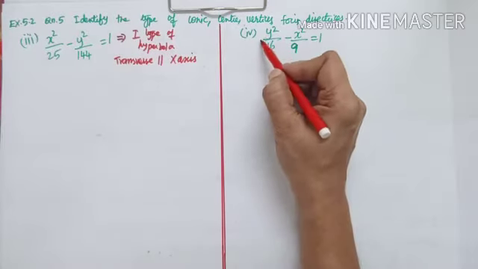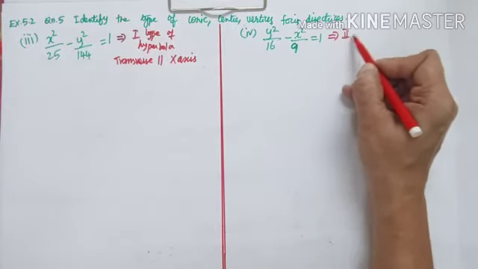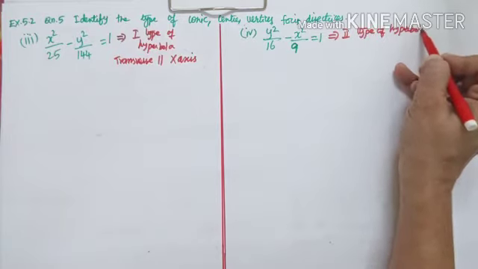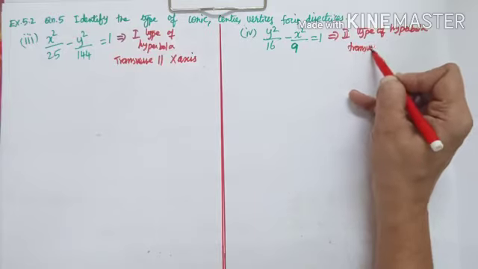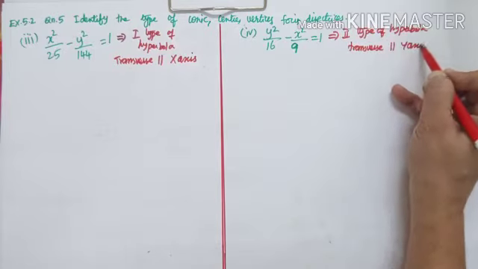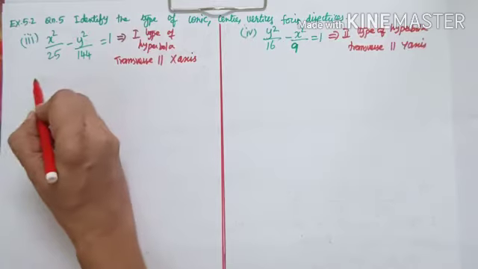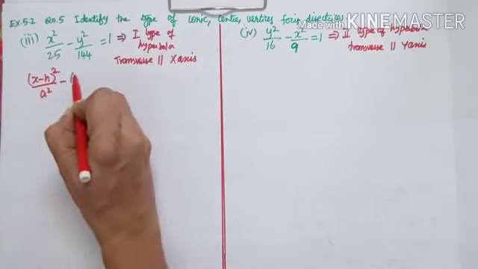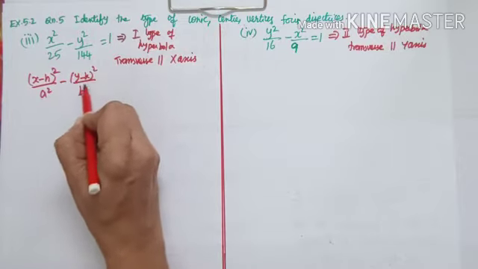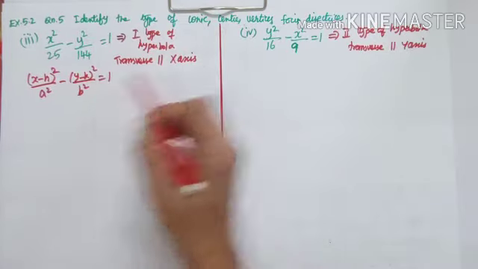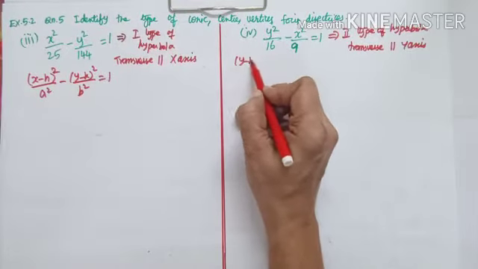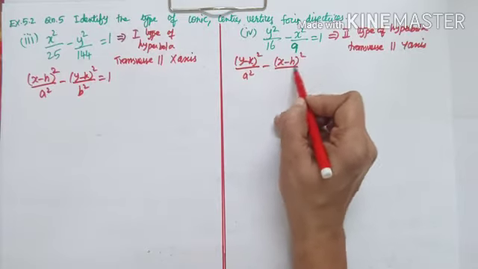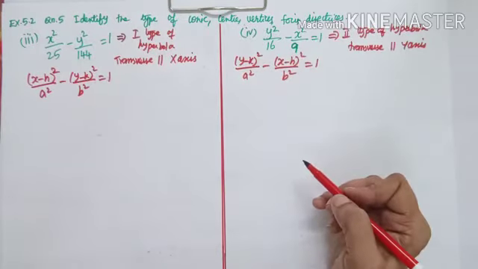Here y square is positive, which tells me this is the second type of hyperbola, and here the transverse axis is parallel to the y-axis. Now we compare with the general equation: x minus h the whole square by a square minus y minus k the whole square by b square equals 1. Whereas here it is y minus k the whole square by a square minus x minus h the whole square by b square equals 1.